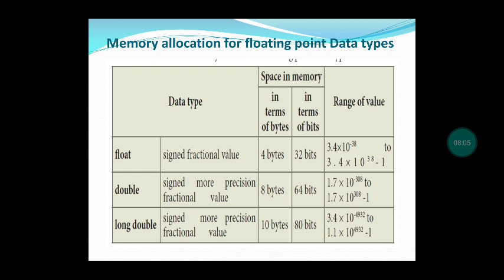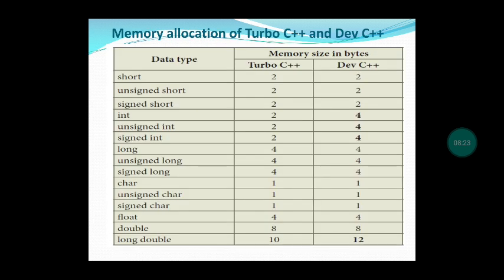It is assigned a more precise fractional value. It has a memory space of 10 bytes, that is 80 bits. Its range of values is 3.4 into 10 to the power minus 4932 to 1.1 into 10 to the power 4932 minus 1. So this is the memory allocation for the floating point data type.